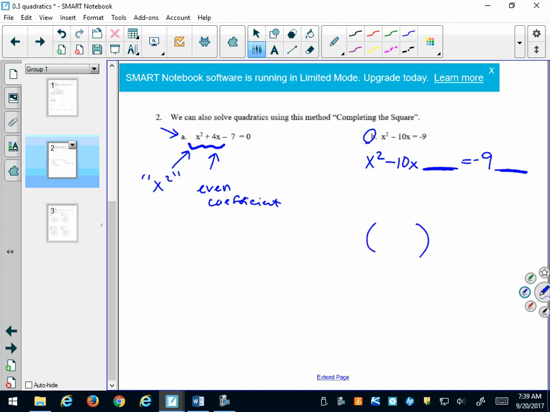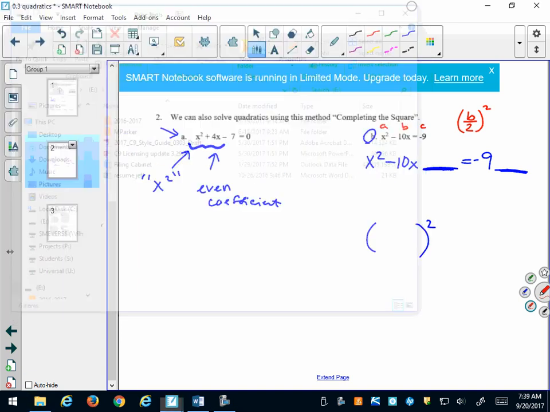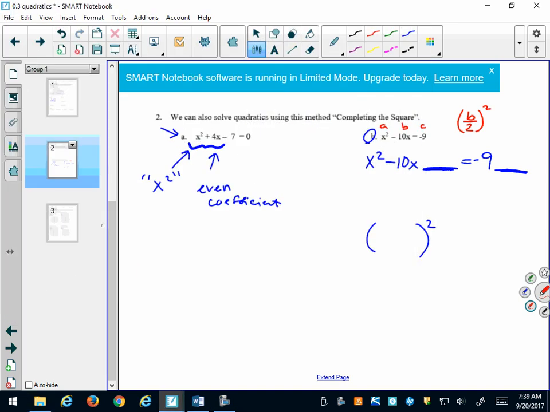Now, you're basically taking, some people like to think of it as A, B, and C, right? You're basically taking B over 2, half of the middle term, and squaring it. And that's what goes right here in this blank and this blank. So half of the middle term and then squaring it. So half of -10 is -5. Squared is 25.